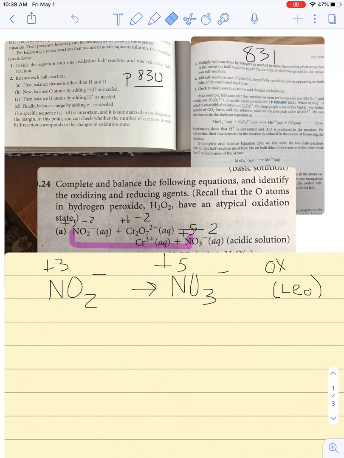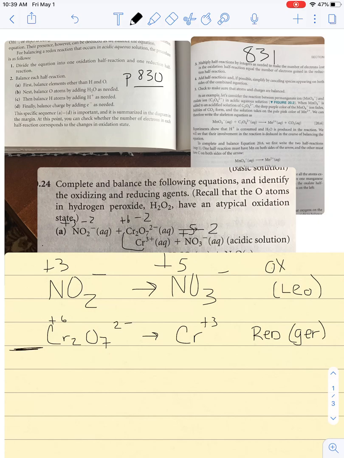The dichromate is the one that got reduced. One has to get oxidized and another has to get reduced. It could be the same species, but in this case they're different. So you have Cr2O7 2 minus. We have a +6 going to a smaller charge, so that's a reduction, which means gaining electrons. If I wrote the electrons, they would be on this side. Okay, so that's step 1.